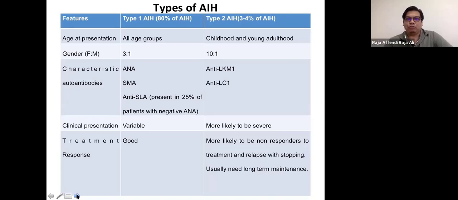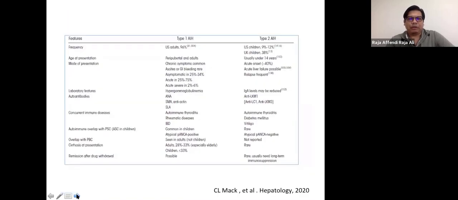As opposed to type 2, which is more in young adolescents or children, again more common in females, with anti-liver kidney microsome or anti-liver cytosol antibody. These tend to be more severe, tend to be non-responders to treatment, relapse on stopping, and usually need long-term maintenance therapy.